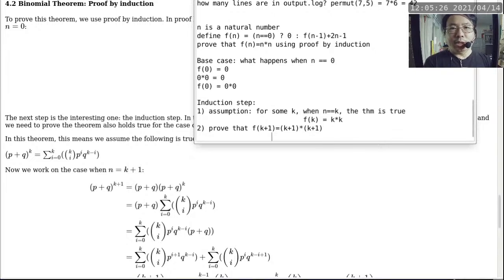The first thing we do is we apply the definition of f. So we plug in k plus 1 up here, and we are dealing with k plus 1, and k itself is a natural number. Since k is a natural number, k has to be at least 0, so 0 plus 1 is not going to be 0. So we are not going to use the true value here. We're going to use the false value over here. So by the recursive definition of f, we conclude that it is going to be f of k plus 2 times k plus 1, and then minus 1.